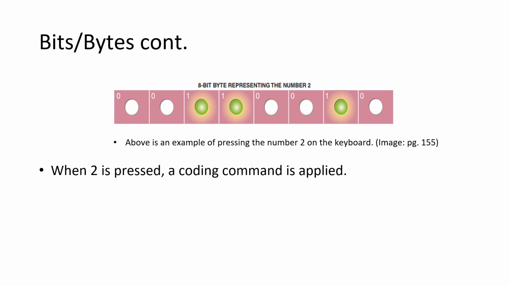Bits and bytes. Above is an example of you pressing the number 2 on your keyboard. This image is also in your textbook on page 155. When 2 is pressed, a coding command is applied to the system, where it reads the bytes forming the number 2 into the system.